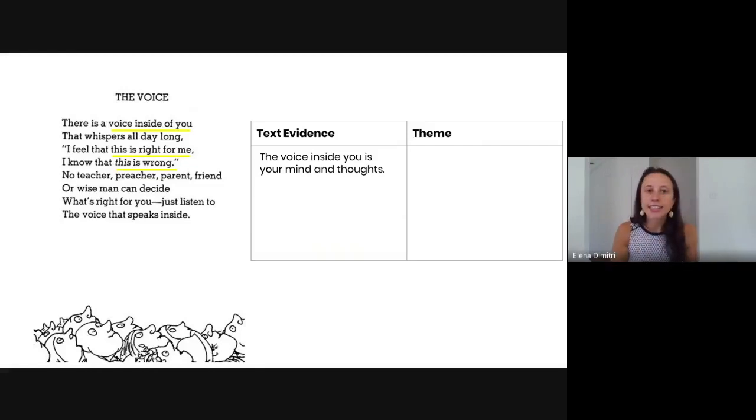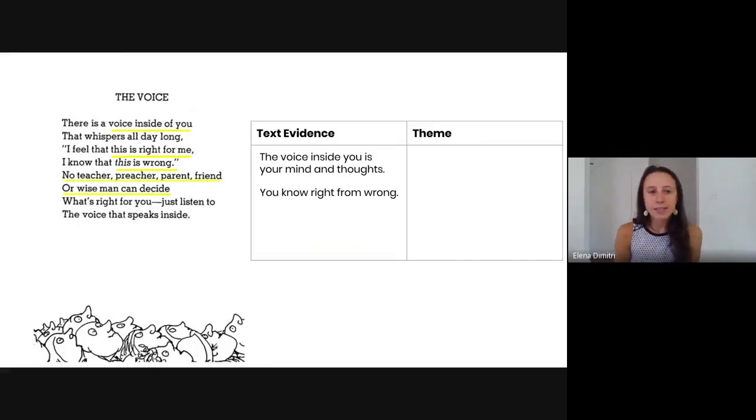I also underlined "this is right for me" and "this is wrong." And I think this means that you know right from wrong. Each day we're constantly thinking about good choices and bad choices. And we know what is right and what is wrong.